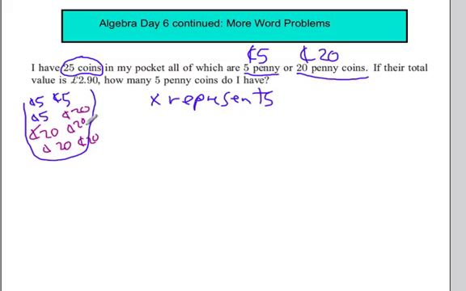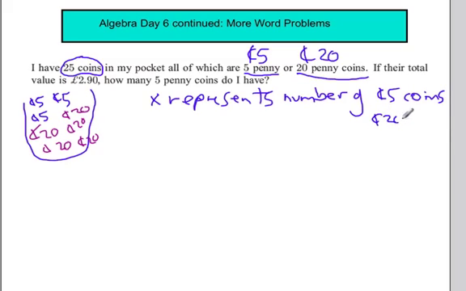So I don't know how much there is of each, okay? So that's what X is going to be. X is going to be the number of 5-cent coins. Okay. Now, well, how many 20-cent coins is there?